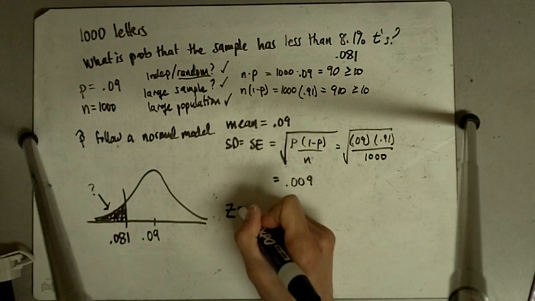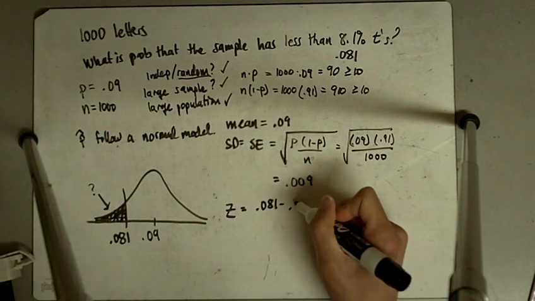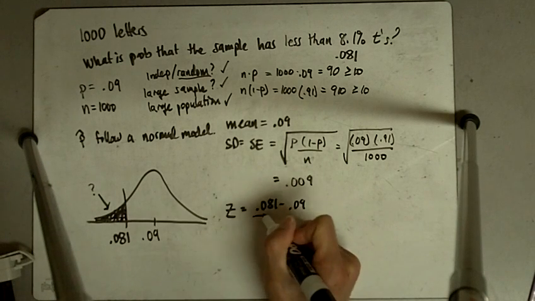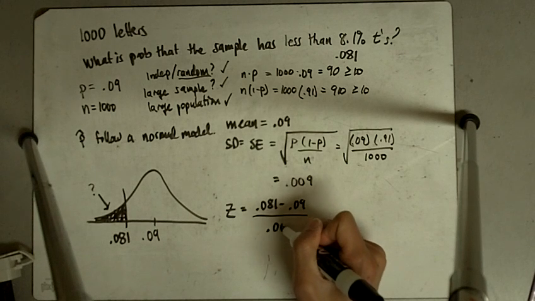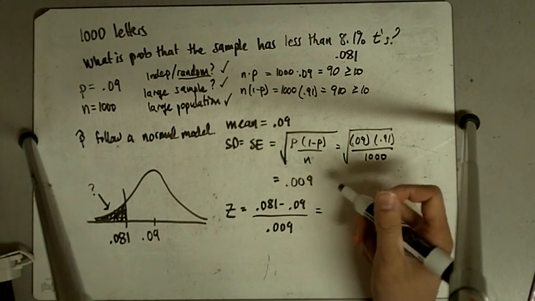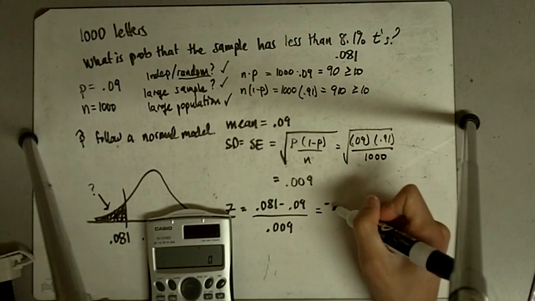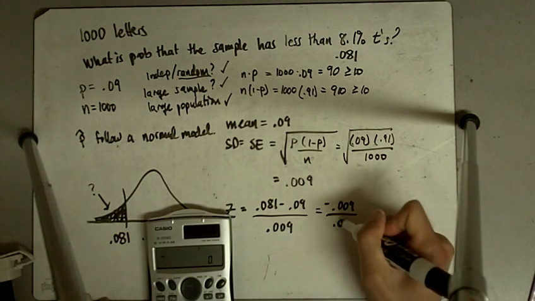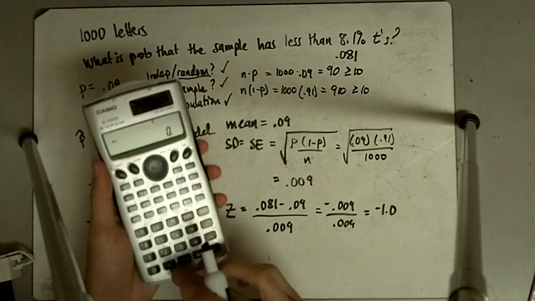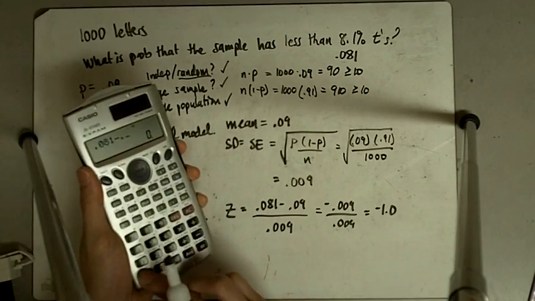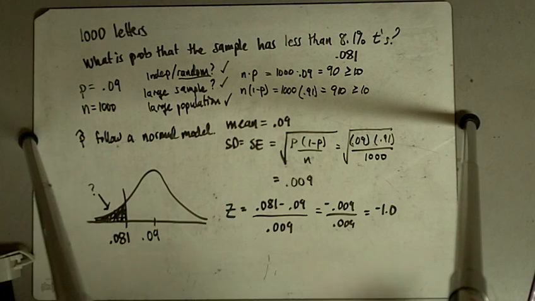So I've got to find my z-score. 0.081 minus 0.09, which is my mean, and I've got to divide that by my standard deviation, which is 0.009. So here I have negative 0.009 over 0.009, which gives me negative 1.0. So I get negative 1.